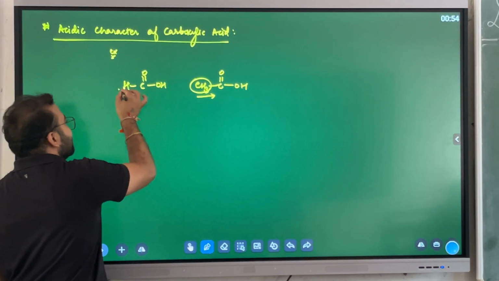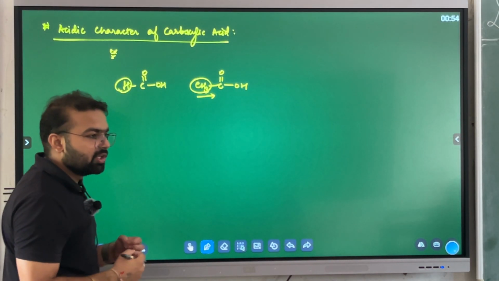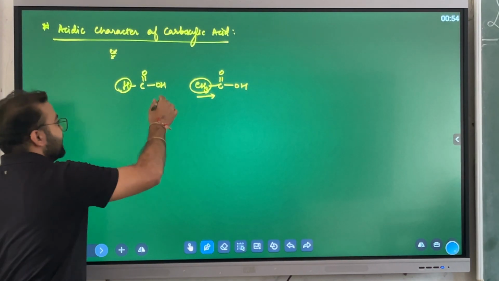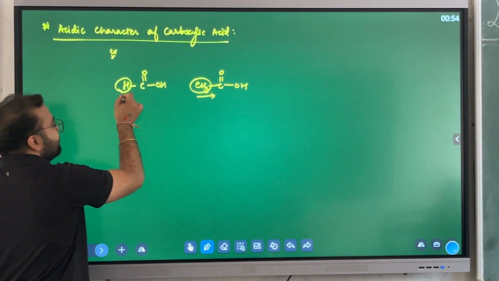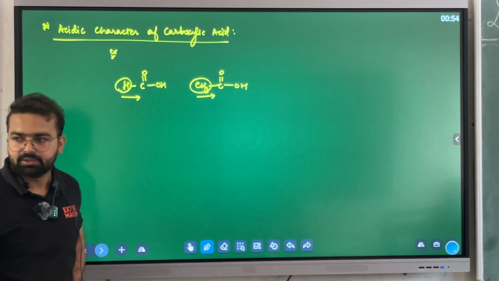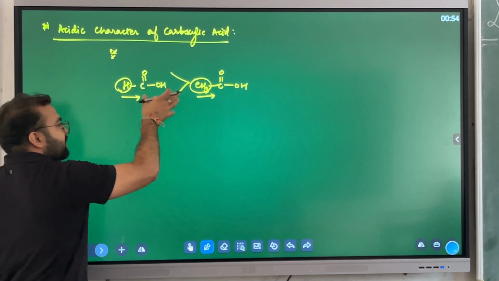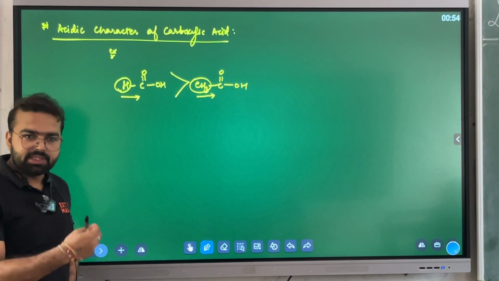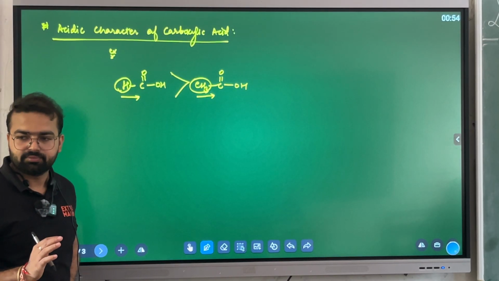On the other hand, here it also has the flow, but since the electron density is very low, the flow of electrons will become very easy. Okay. Here it has more electrons, so it will take too much time. On the other hand, it has only one electron, so it will take very few seconds or milliseconds. That is why the acidic character of methanoic acid will be higher than ethanoic acid. Simple. These types of explanations come normally in the CBSE exams.